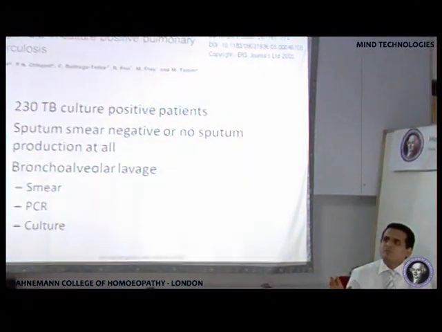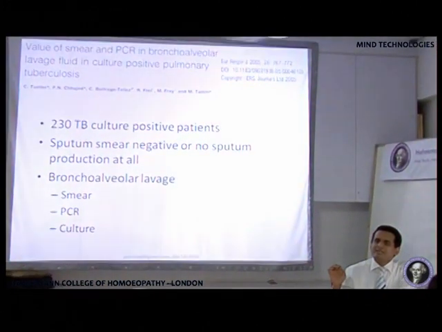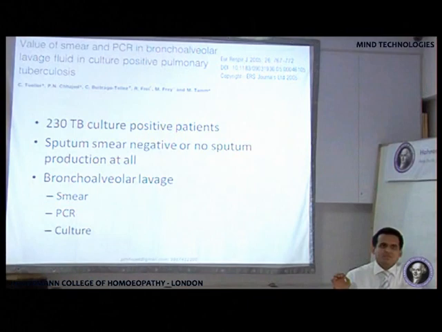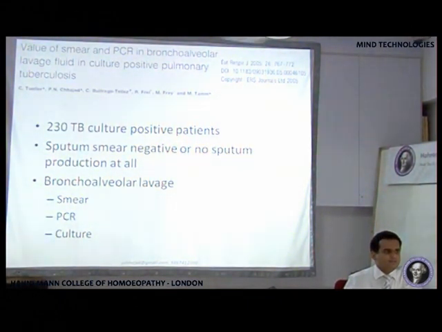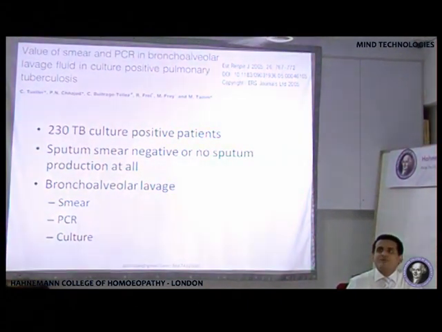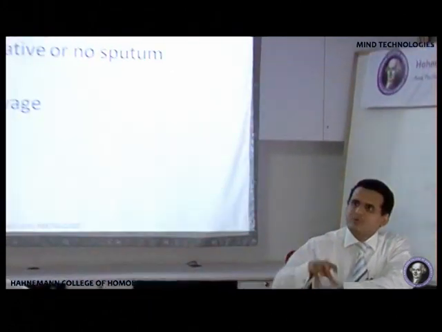We did this paper about 2005, published in the European Respiratory Journal. What we did is, we did a bronchoscopic lavage. In patients who are smear negative or who do not cough out sputum, we do a bronchoscopy, we take a washing, and then you send it out for AFB smear. You can do TB PCR and find out whether TB is present or not. TB PCR helps in the diagnosis, but eventually will not help you test which medicines are working. I won't go into the details, just want to show you what a lavage looks like.